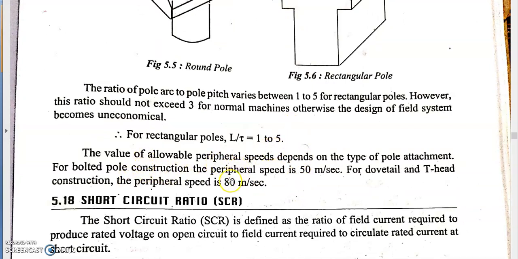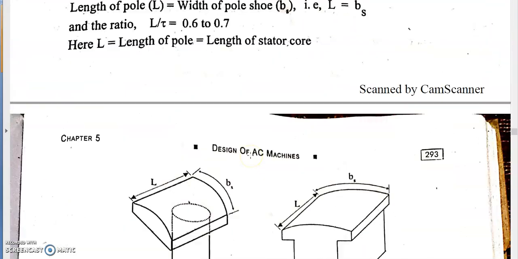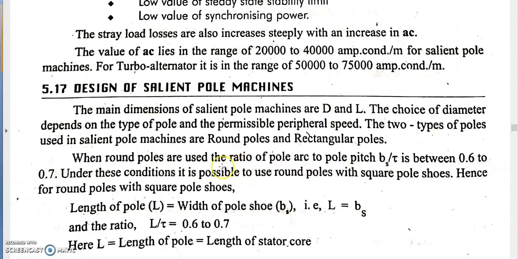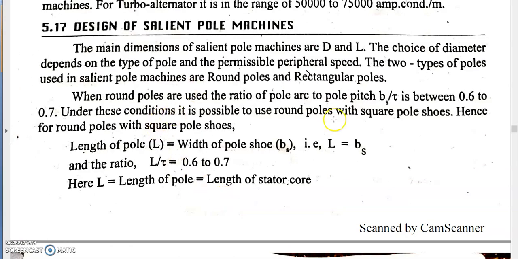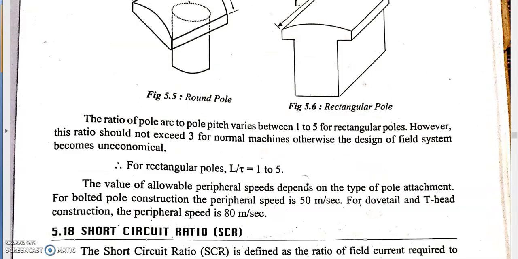Another thing you have to consider here is that for bolted pole construction, the peripheral speed is 50 meters per second. For dovetail and T-head construction, the peripheral velocity is 80 meters per second. So 80 meters per second is the limit of peripheral velocity for a salient pole machine. This peripheral velocity is higher for dovetail and T-head as compared to the bolted pole construction. So this is about the ratio of L by tau for round pole and rectangular pole of a salient pole machine. This is the dimension.